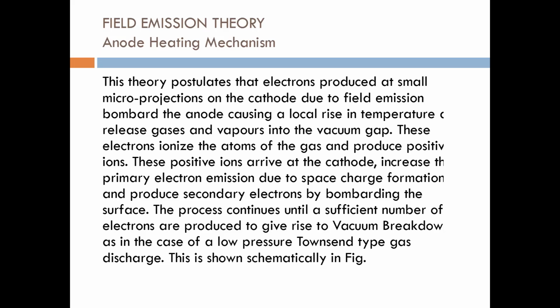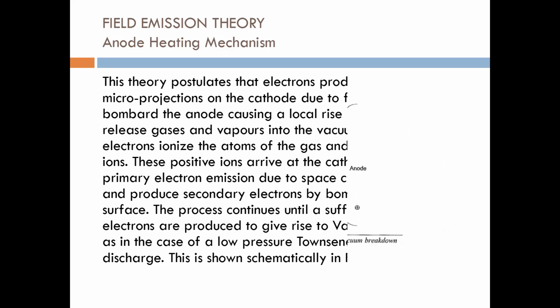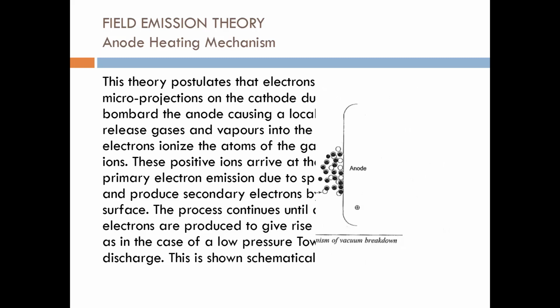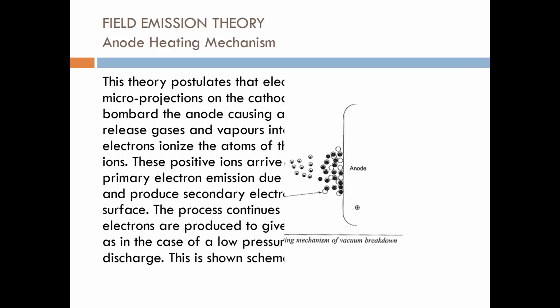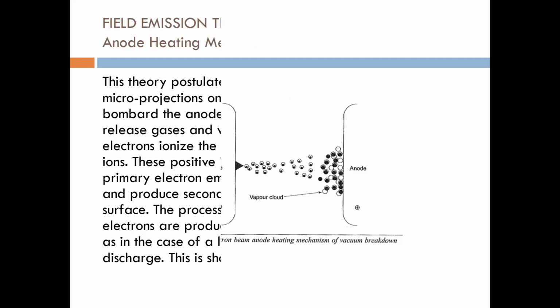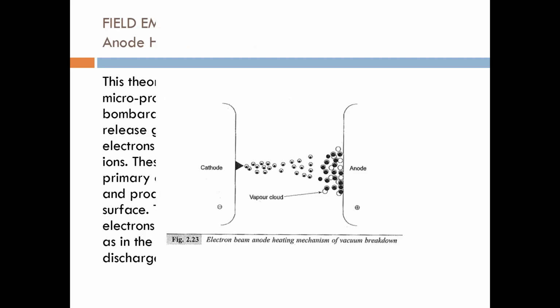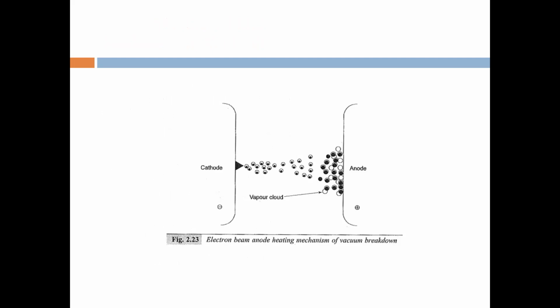Remember students, electrons are bombarded, which causes heating of the anode. Due to heating of the anode, what happened? The temperature is going to increase. Due to the temperature, again the vapor cloud is formed, and due to this vapor cloud, the breakdown of the gases occurs. So this is called the anode heating. See the diagram. Vapor cloud here. The electrons are emitted from the cathode, this is the anode, and here the vapor cloud is going to be formed.